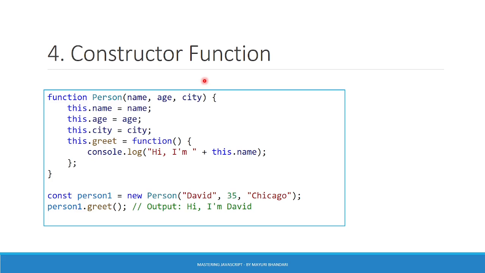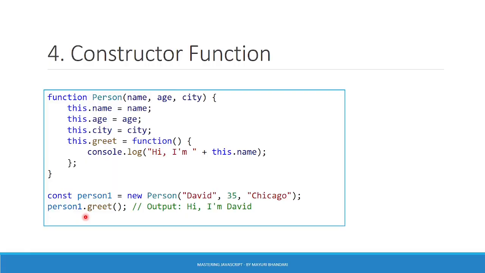Now let us jump into another method to create object. If you come from an object-oriented programming background, you'll love this one. Using a constructor function, we can create multiple objects with similar structures. Here, person is a function that acts like a blueprint. We use the new keyword to create an object with properties name, age and city, along with the method greet. This approach is useful when creating multiple similar objects.